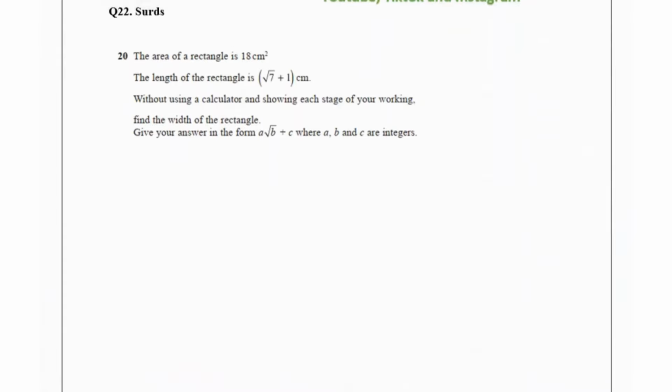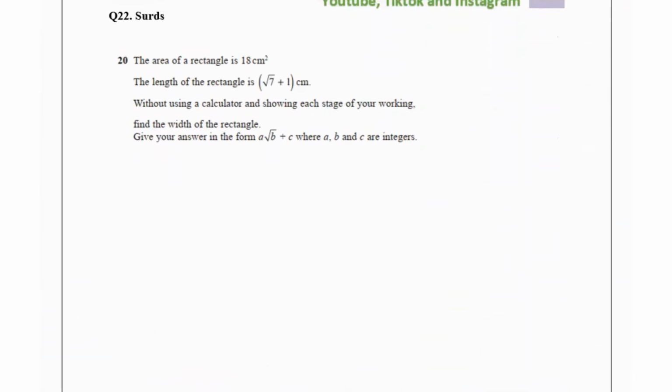Then we have a question on surds. So the area of a rectangle is 18 centimeters squared. The length of the rectangle is root 7 plus 1 centimeters. Without using a calculator and showing each stage of your working, find the width of the rectangle. So to find the width of the rectangle, this is our rectangle. If this is root 7 plus 1, we have to find this. And the area is 18.